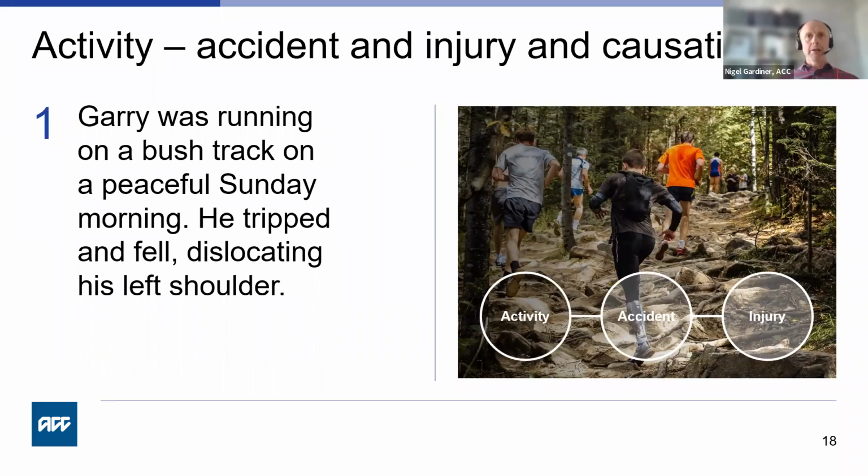He was out for a run and he fell over and dislocated his left shoulder. So you've got a reasonably clear picture here of an accident. Gary fell, presumably onto the ground or a tree or a rock or whatever. This would be an external force on Gary. We've got an injury. Shoulder dislocation normally involves some sort of tissue damage. So when we're looking at what a physical injury is, that would be the shoulder dislocation. And it makes sense that the fall caused the shoulder dislocation. That's your causation question there. So this one would meet criteria for ACC cover.